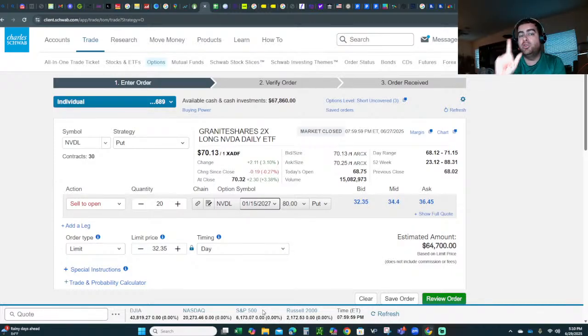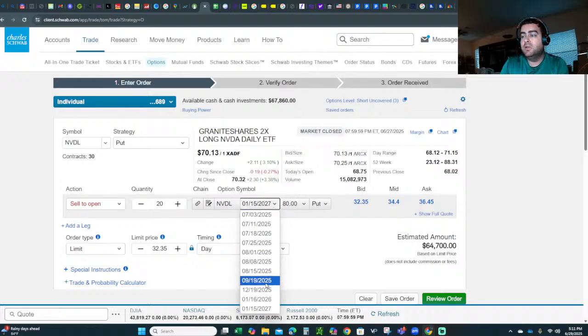And this is one trade, folks. It's a lot of contracts, but it's one trade, you see? So that's how that would work.